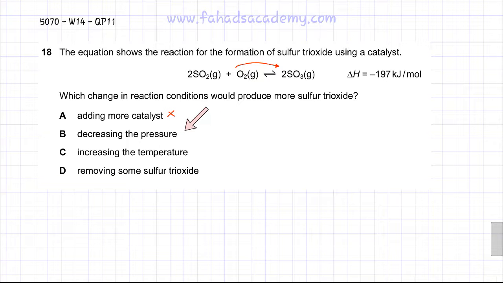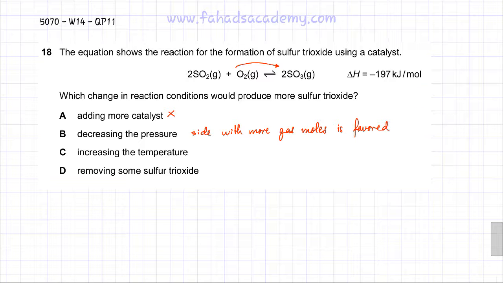Decreasing the pressure. What does decreasing the pressure do? If you decrease pressure, then the side with more gas moles is favored, which in the above case is going to be this side over here because it has more gas moles: 2 molecules of SO2, 1 molecule of O2. So that's a total of 3 molecules. So this side has more gas moles, hence the reverse reaction or the backward reaction would speed up. So decreasing the pressure is not going to increase the amount of SO3.